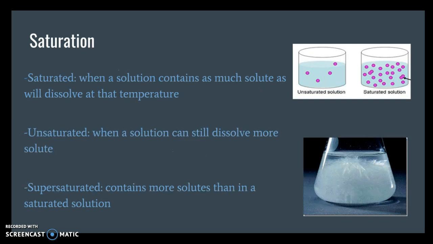Saturation. There are 3 different types of saturation. Saturated is when a solution contains as much solute as will dissolve in that solution at that temperature. Unsaturated, when a solution can still dissolve more solute. Supersaturated, contains more solute than in a saturated solution. This is an example of a supersaturated solution, a saturated solution, and an unsaturated solution.